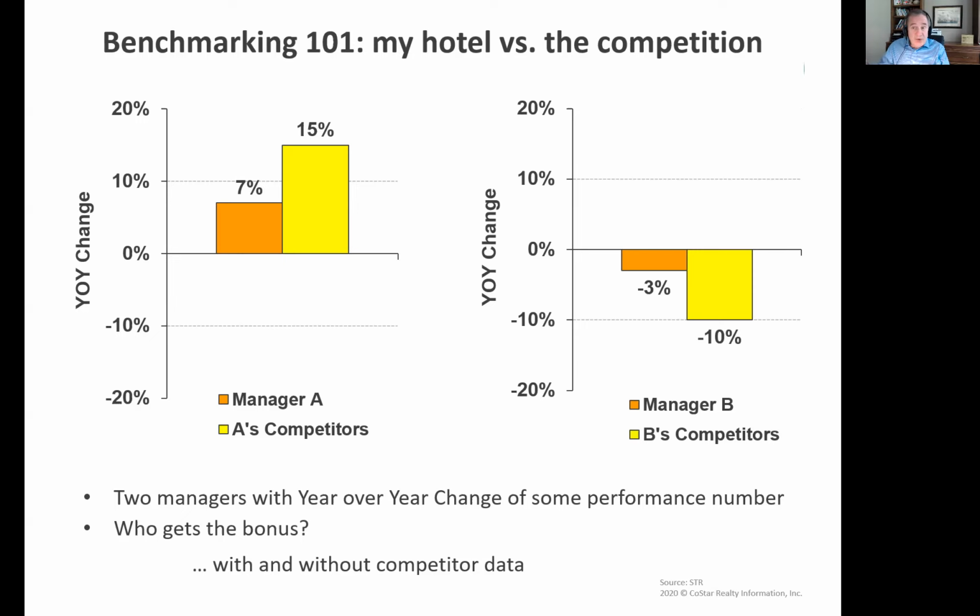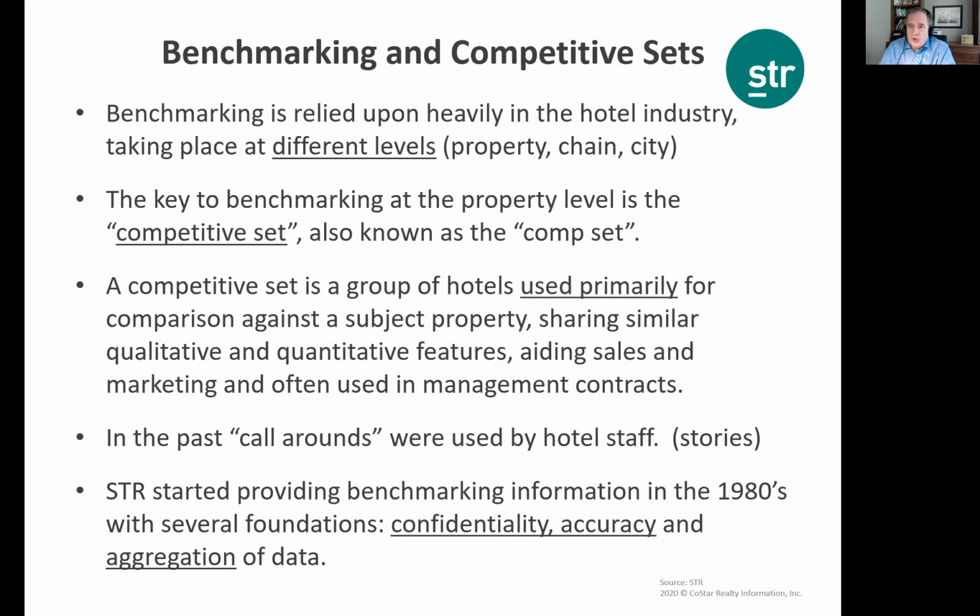And manager B, who we were feeling sorry for just a minute ago, we now look at their competitors. Their competitors did -10%. So now we're looking at manager B, and we see he or she actually outperformed their competitors by 7 points. Totally different story. When you add the competitive data in for benchmarking, you now see the bonus goes to manager B. And the good news is that's basically how the companies in the hotel industry do that. And based upon STR data, that's what they do. And that's a great introduction to benchmarking.